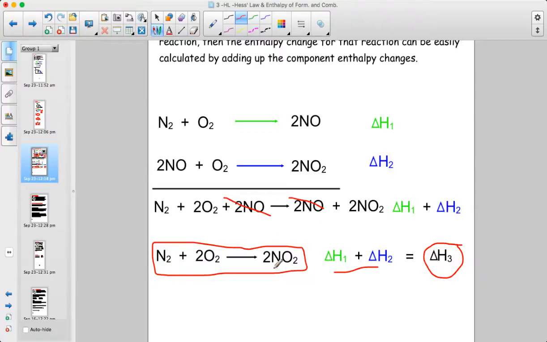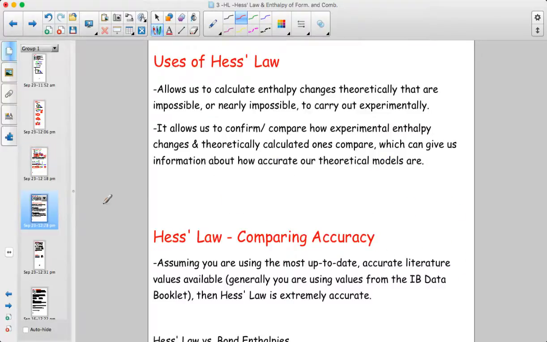The net equation that you make will have this: the enthalpy change will be equal to the sum of these component enthalpy changes. So the way that I already mentioned what we use Hess's law for, it allows us to calculate enthalpy changes theoretically that are impossible or nearly impossible to carry out experimentally. It also allows us to confirm and compare how our experimental enthalpy changes match up to ones that we can calculate theoretically. So it can give us a sense of how accurate our theoretical models are.